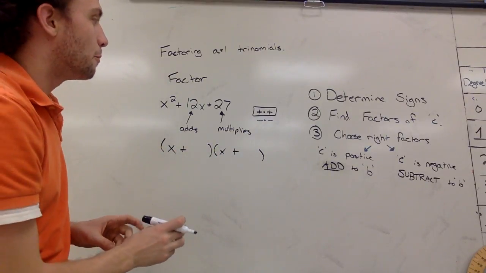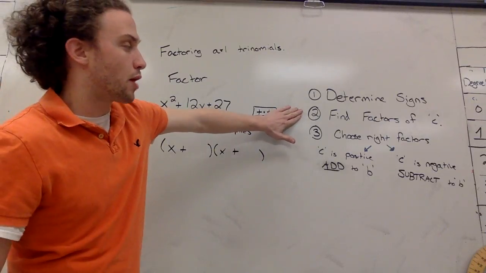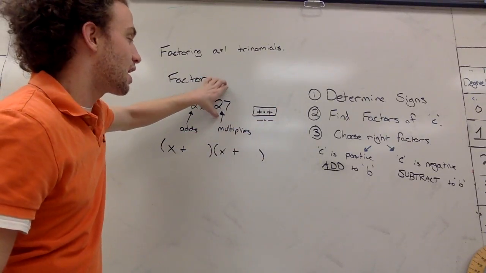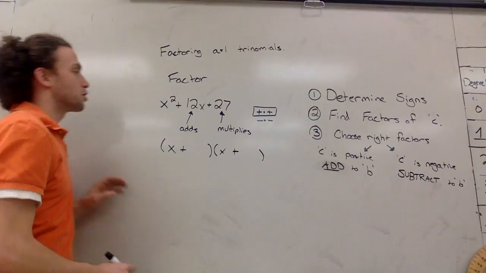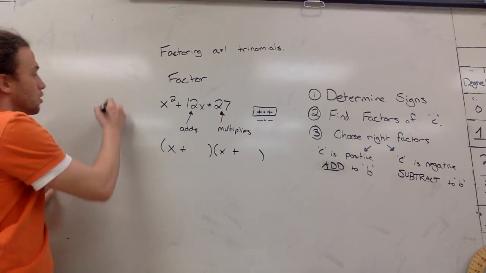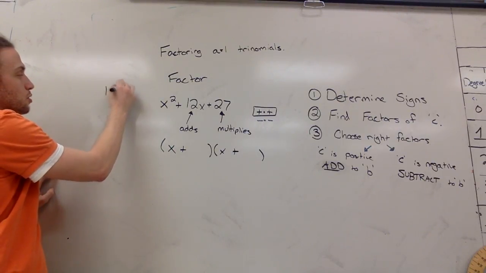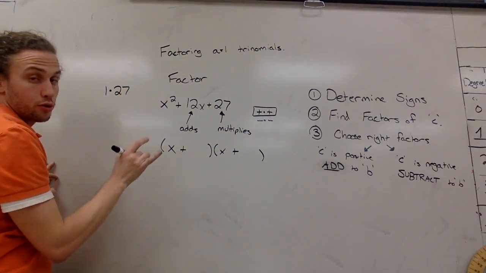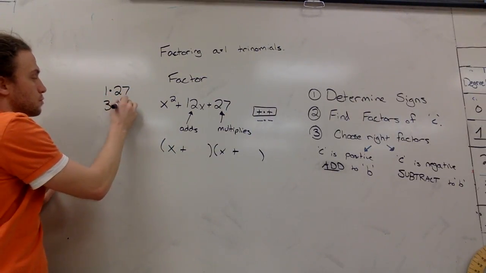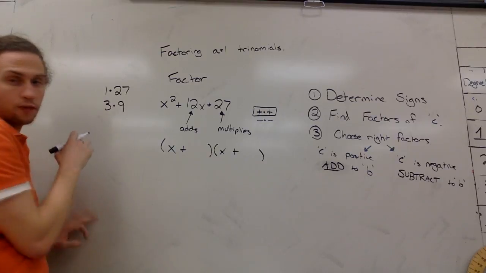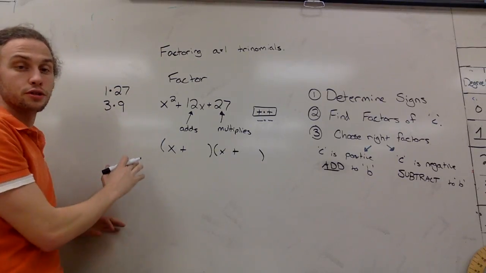Okay. Now, we have to find the factors of c. So find the factors of this last term. So what we do is look and see what multiplies into 27. We have 1 times 27. There's no 2. 3 times 9. No 4 or 5 or anything else. So we have two options here.